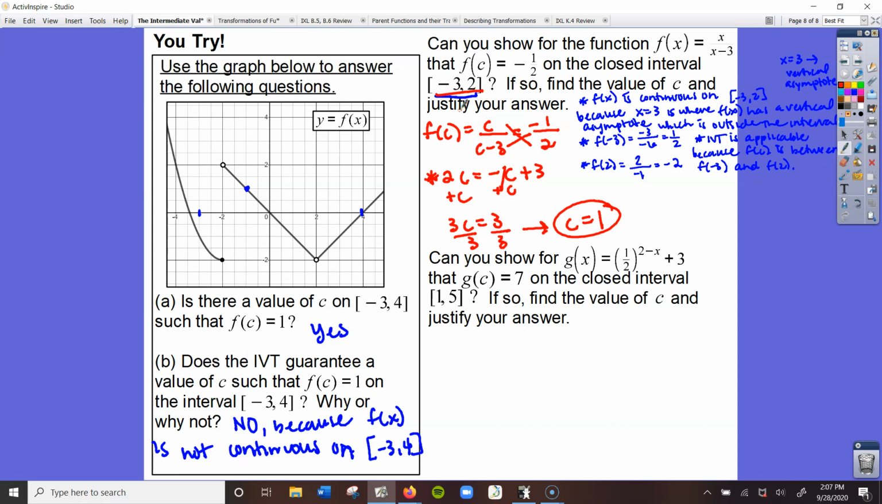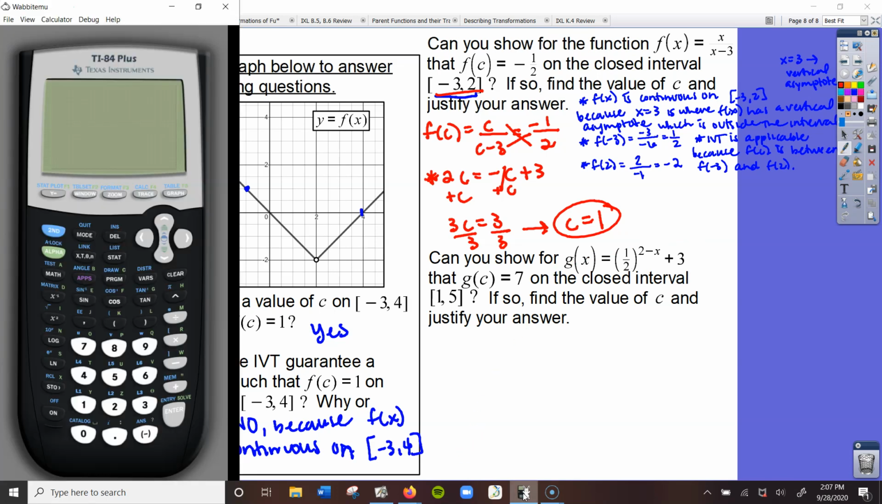For this next one, we're going to go ahead and use the calculator. Can you show for g of x is equal to 1 over 2 raised to the 2 minus x, plus 3, that g of c is equal to 7 on the closed interval 1 to 5? And if so, find the value of c and justify your answer. So just like before, we're going to go ahead and determine if our function is continuous. We're going to graph it with our interval.